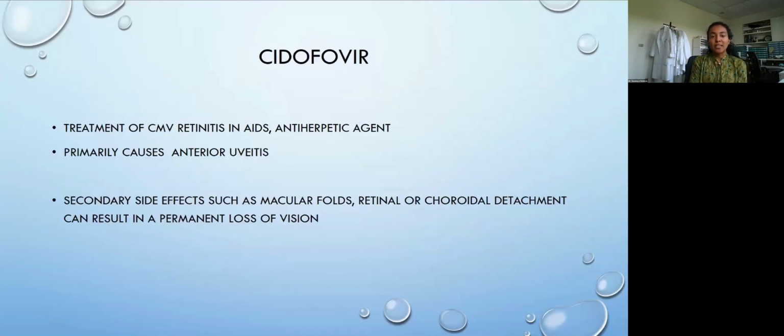Cidofovir is treatment for CMV retinitis in AIDS, and it's also an anti-herpetic agent. It primarily causes anterior uveitis. Secondary effects include macular folds, and retinal or even choroidal detachment can result in permanent loss of vision.